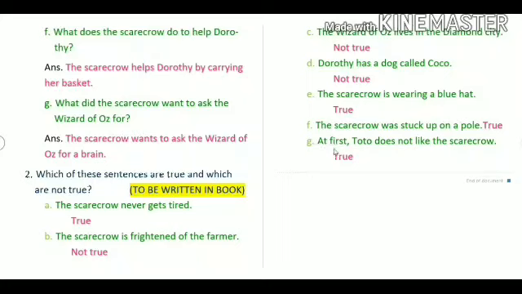The last one. At first, Toto does not like the Scarecrow. You remember Toto, he sniffed around him, isn't it? At first he was smelling and behaving in a very unfriendly way, isn't it? So this shows that he did not like the Scarecrow at first. So this is true. Okay, so today we will do till here.